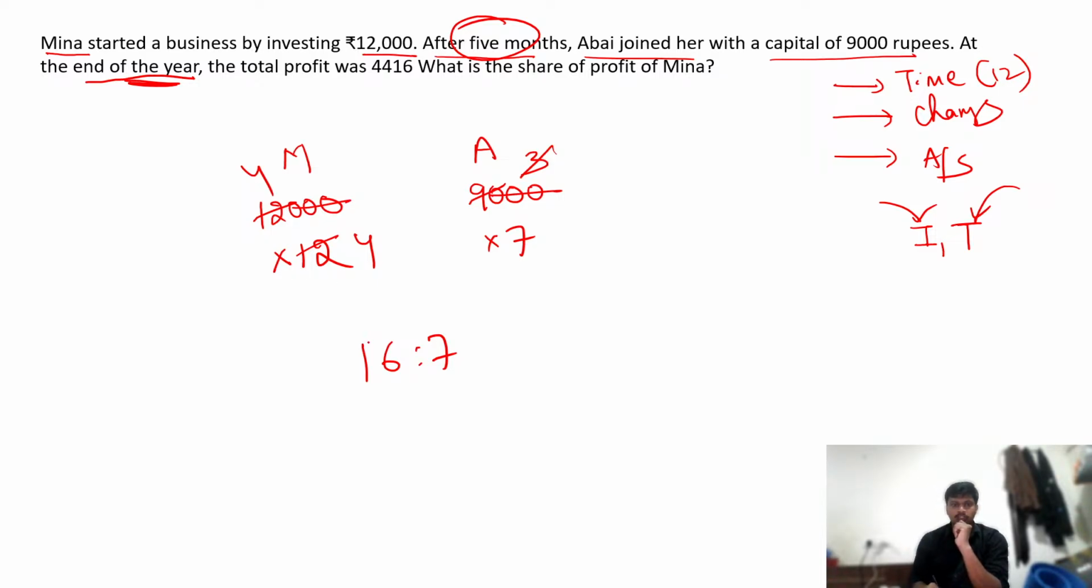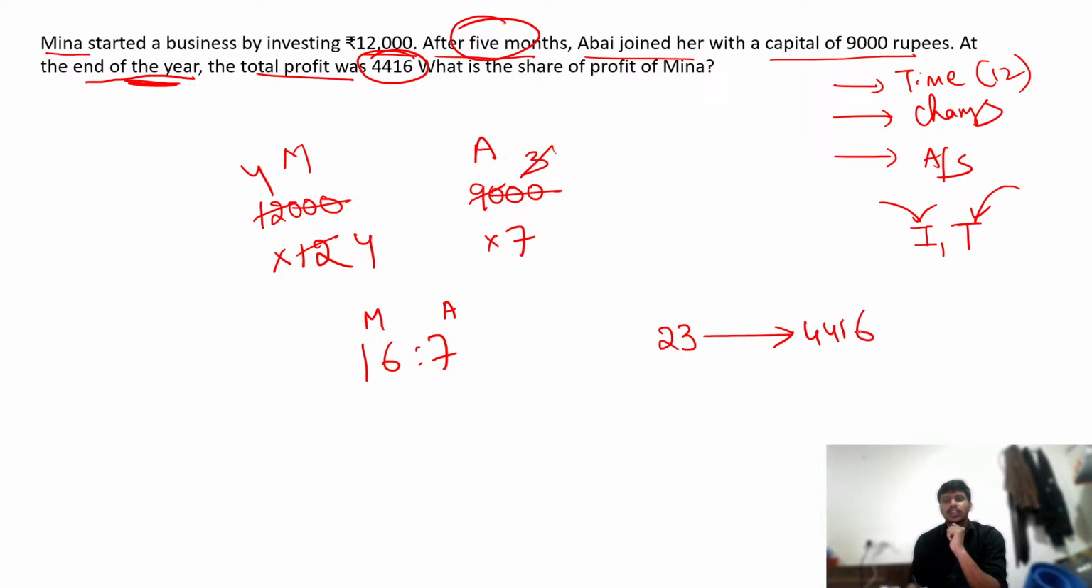And that means that we are giving 16 parts to Meena and 7 parts to Abhay. What is the total profit here? 4416. But here total profit equal to 16 plus 7, that is 23. In our case, total profit equal to 23 units. In the original problem, that is equal to 4416.